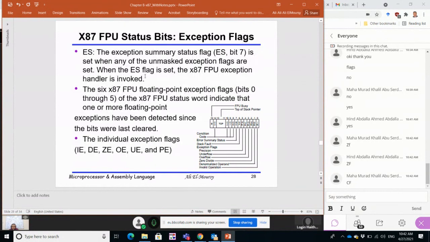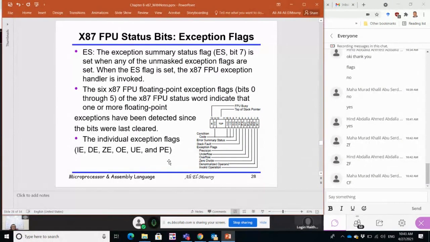Right. What else? We have what's called the exception summary status flag, the flag named ES, which is bit number 7. Bit number 7 is very simple. If any of those 6 bits are raised to 1, this flag is also raised to 1. So it is simply an OR-ing between them to indicate that I do have an exception. So from the ES flag I know that there is an exception. If I want to know which type of exception happened, I will go to these 6 flags.